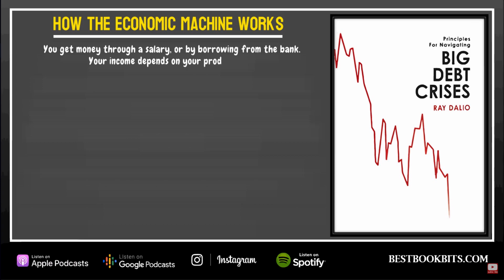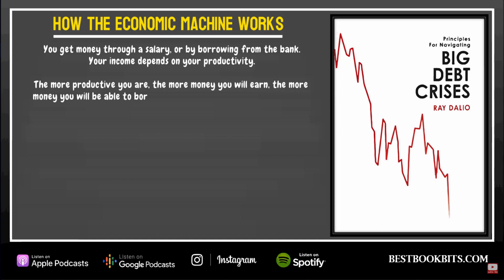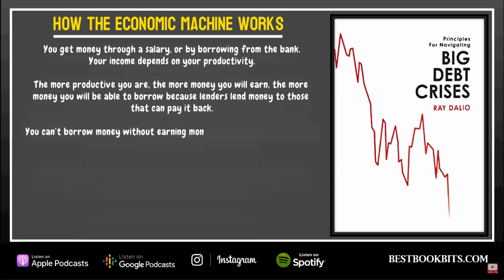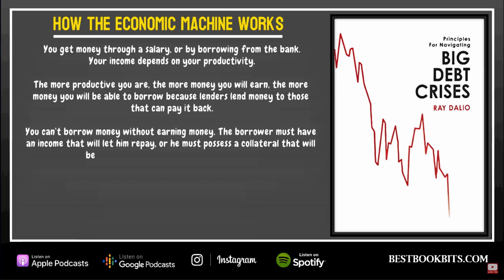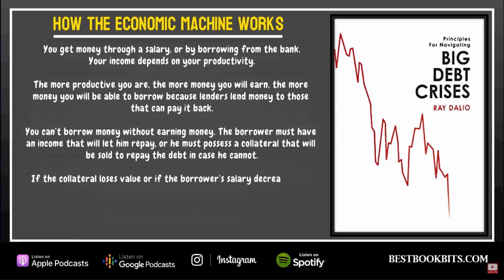Your income depends on your productivity. The more productive you are, the more money you will earn, the more money you will be able to borrow, because lenders lend money to those that can pay it back. You can't borrow money without earning money. The borrower must have an income that will let him repay, or he must possess a collateral that will be sold to repay the debt in case he cannot. If the collateral loses value, or if the borrower's salary decreases, the borrower becomes less creditworthy.